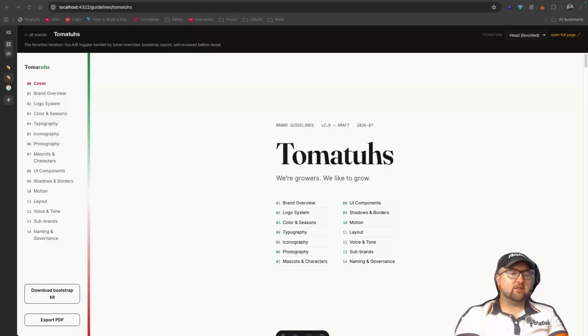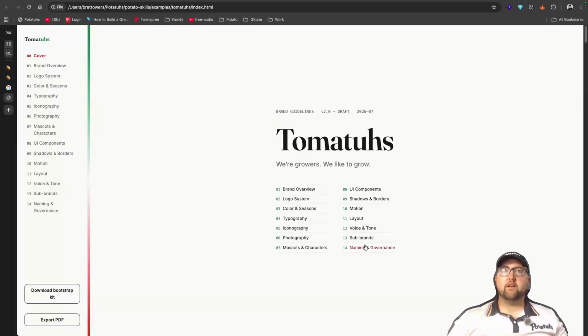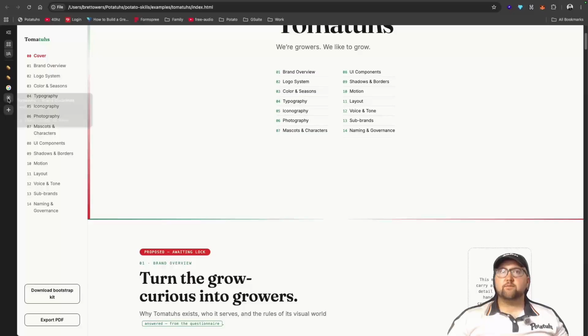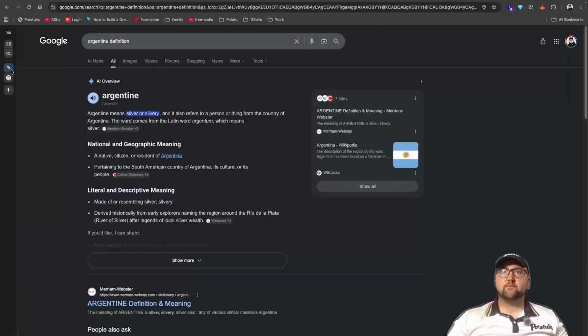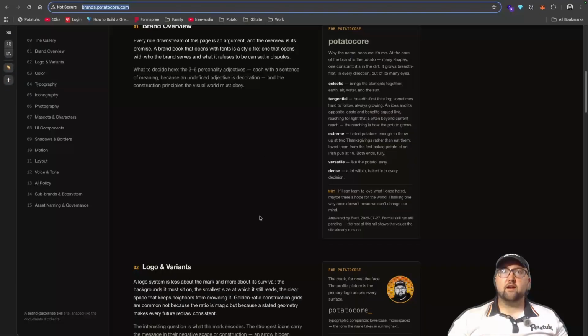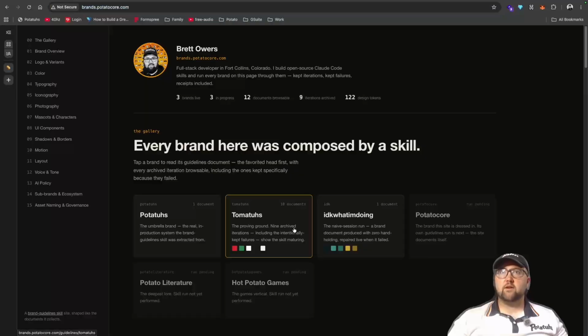Potatoes. I know this is probably not acceptable behavior. cd tomatoes, ls, npm or open index. Yeah, I'm not gonna find it. Well, you could imagine, and maybe we just make it again. I don't think that's gonna happen though.